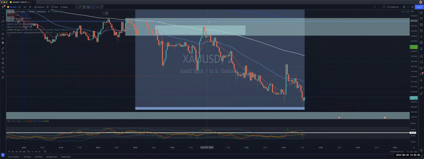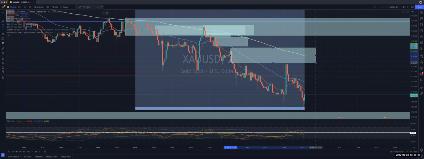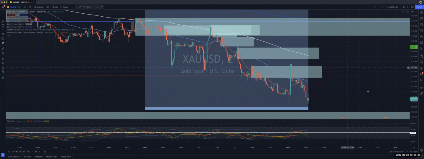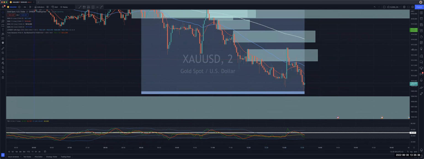So with each impulsive move, price now leaves an order block. Order block. Order block. These are candles in here. Order block. Order block. So it sort of gives you chances to re-enter your trade.